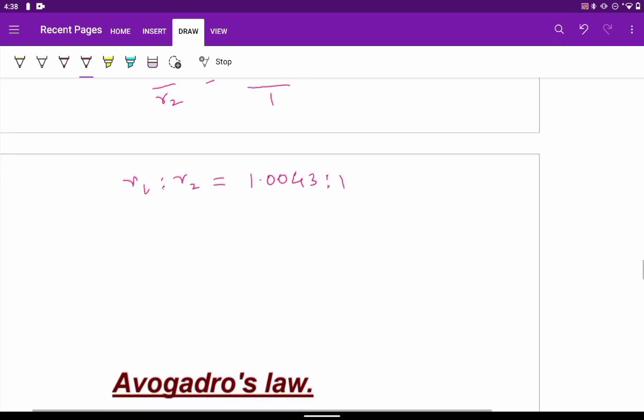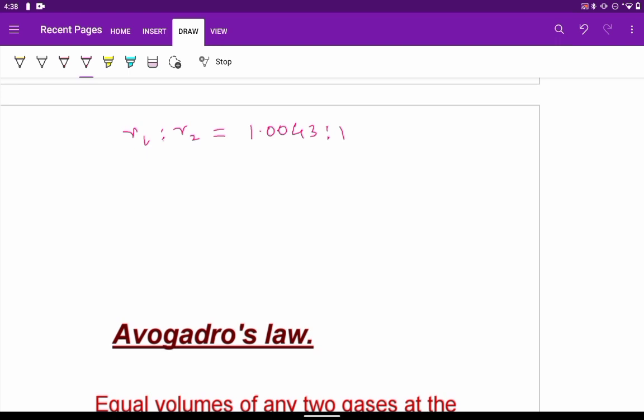Okay. So first one was uranium 235. Its molecular mass is less, so its rate will be more. You see the ratio 1.0043 is to 1.